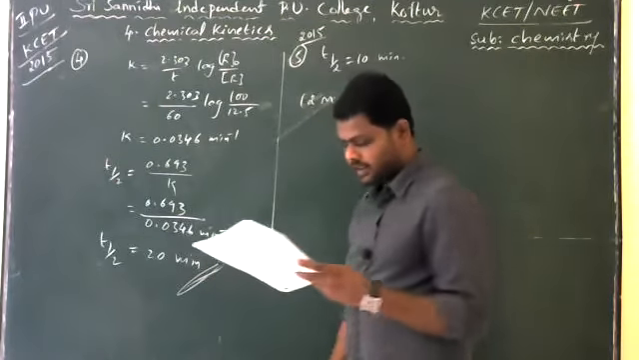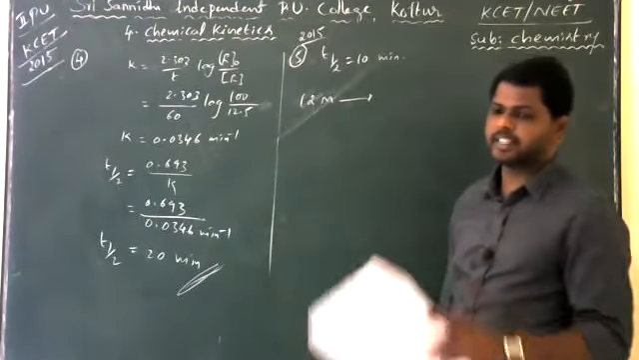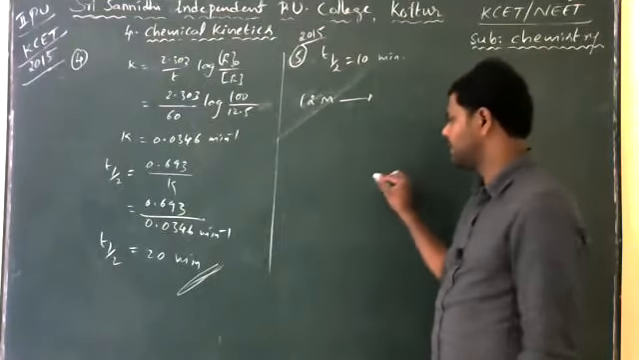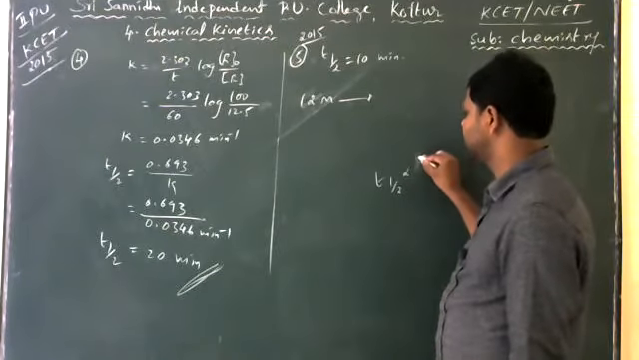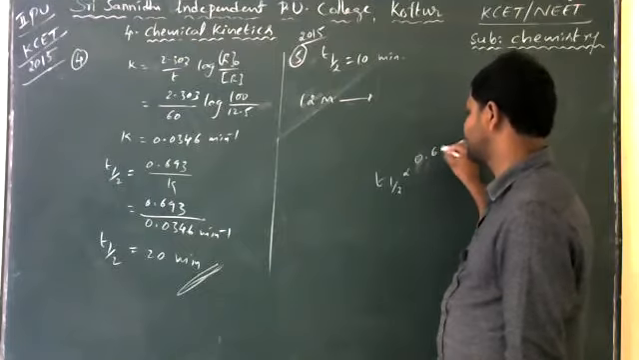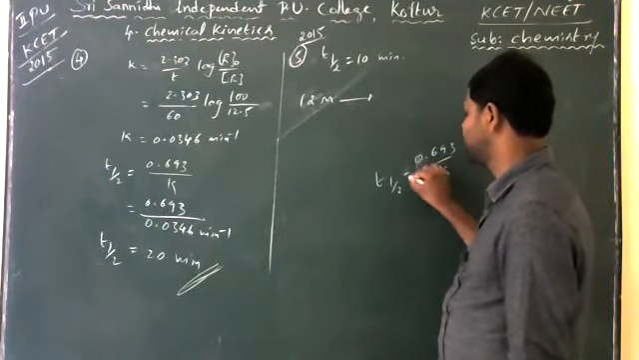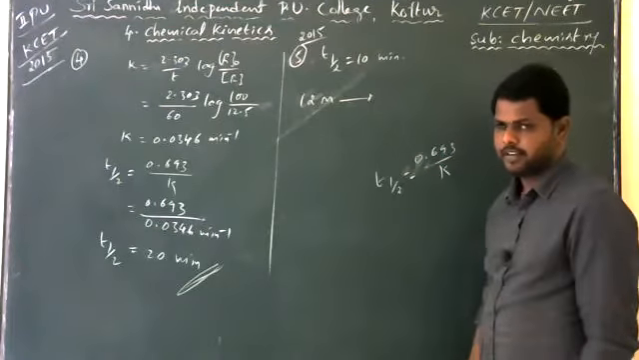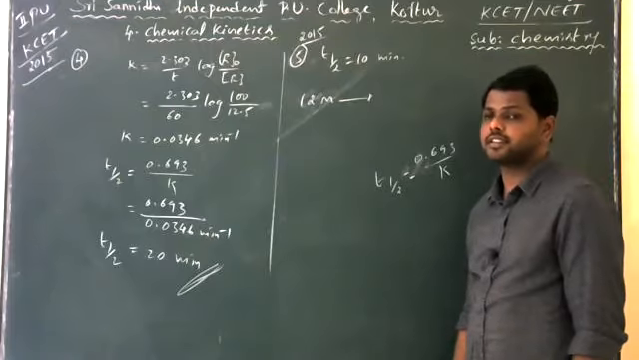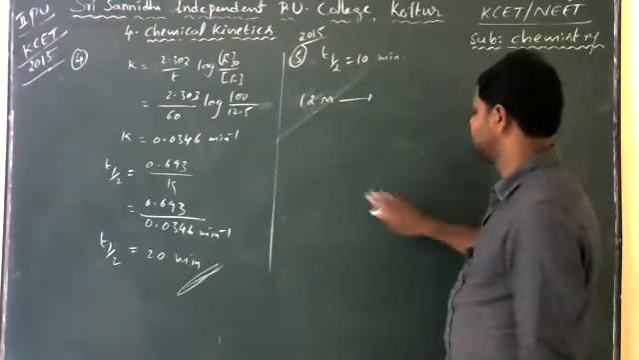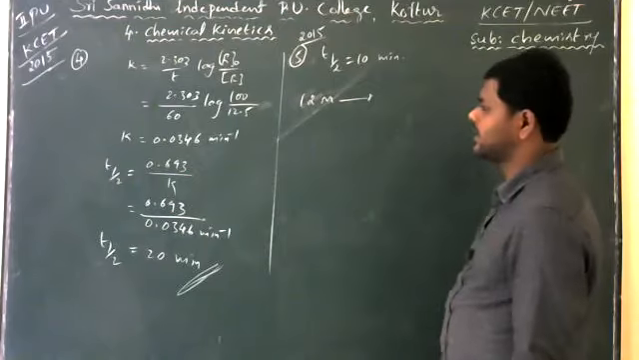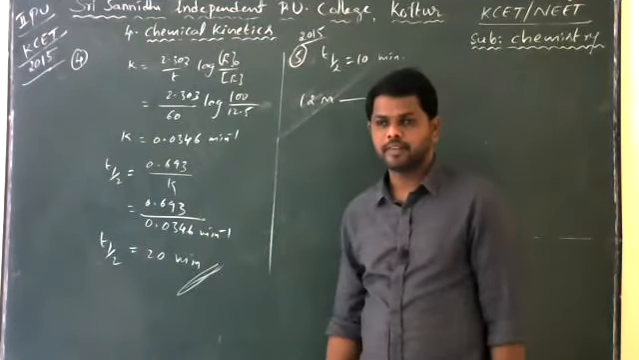Next, the rate after 20 minutes. Now T half is independent of initial concentration. Once you take the formula T half is equal to 0.693 by K, it is independent of the initial concentration of the reactant. You must remember that.